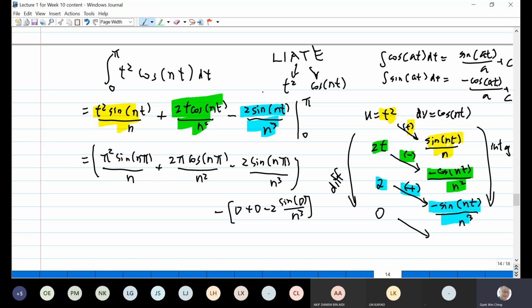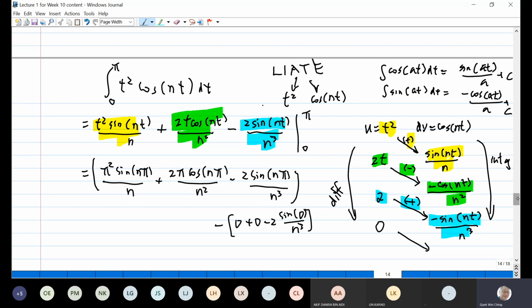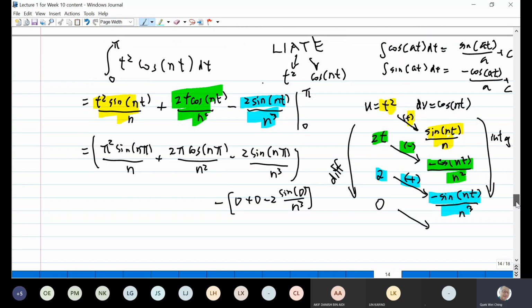What are they? First of all, you must understand the trigonometric values. The trigonometric value means, what does sine n pi actually look like? One thing about sine n pi here, we arrange a little bit here.